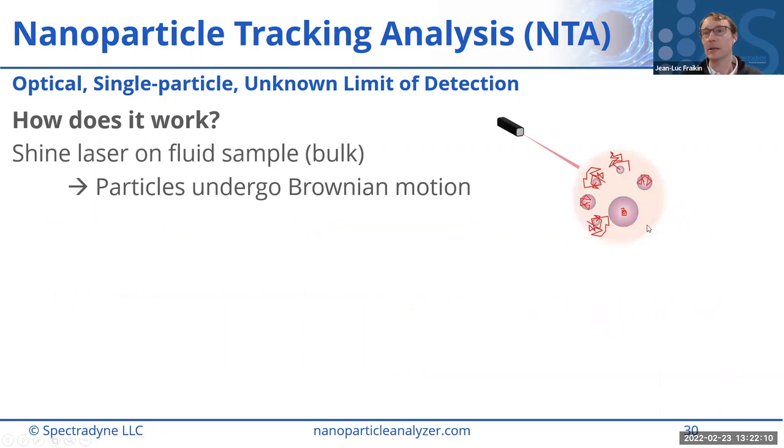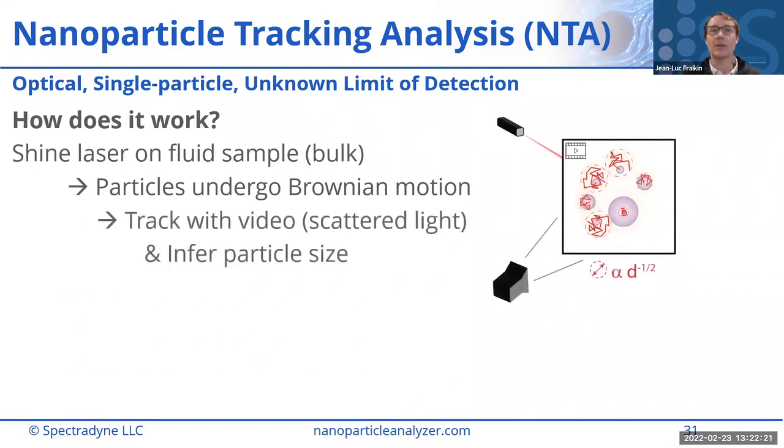So we illuminate the sample with the laser. Particles are undergoing Brownian motion, except now, instead of detecting all the scattered light, we take a video of all the particles doing their random walks with Brownian motion and track each individual particle track. We're still detecting scattered light, but now from single particles, and we're watching them go around doing the Brownian motion walk. And from the radius of these random walks, we can infer the particle size of each one, because there's a dependence of how much space they explore on the diameter.